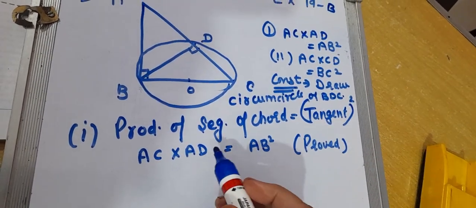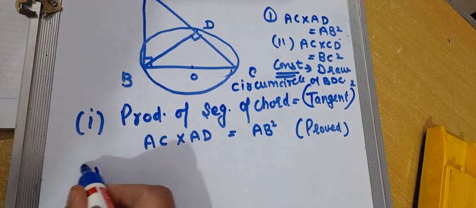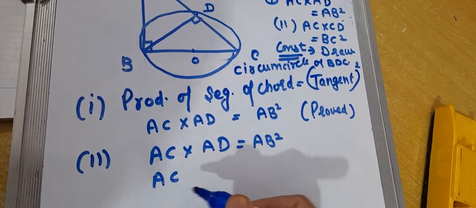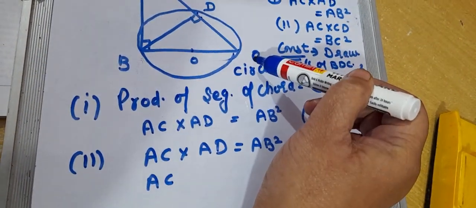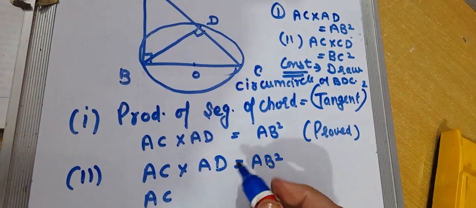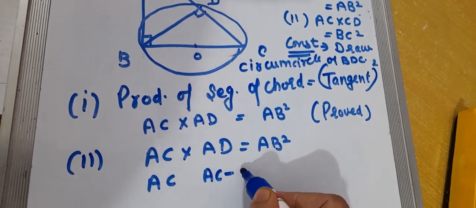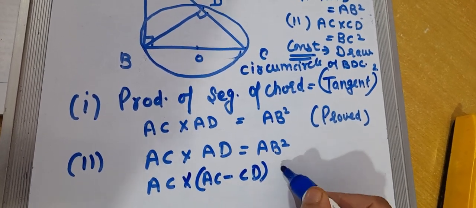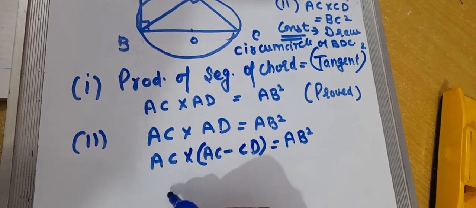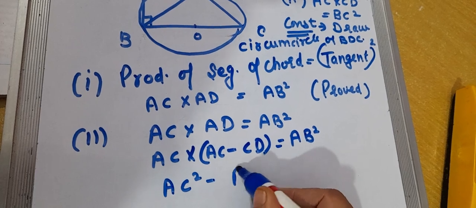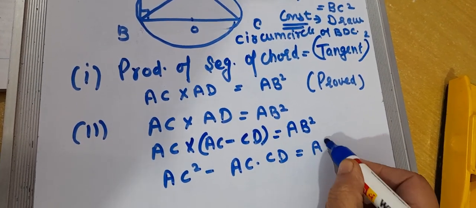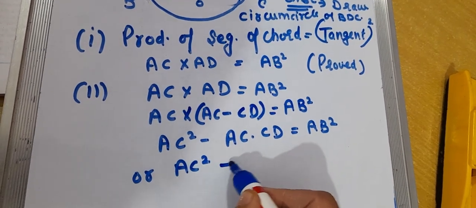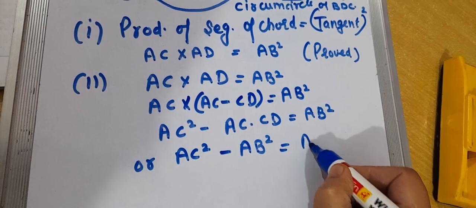Now I have to prove AC into CD. So from here we will start again. AC into AD we have proved equal to AB square. Instead of AD, I can write AC minus CD, equal to AB square. Now open the bracket, you get AC square minus AC into CD equal to AB square, or AC square minus AB square equal to AC into CD.